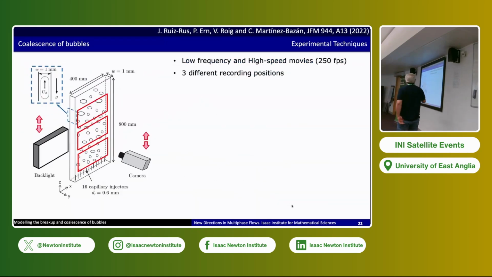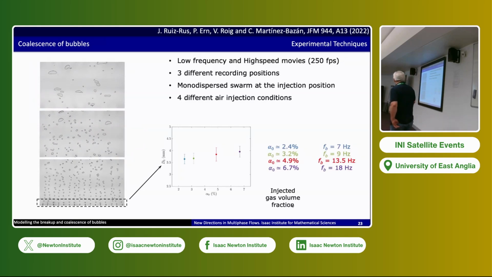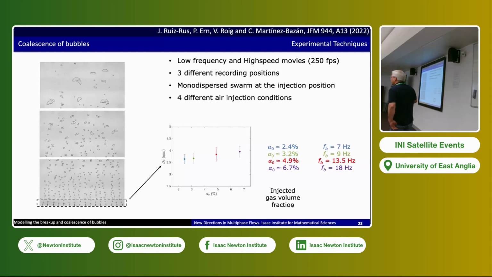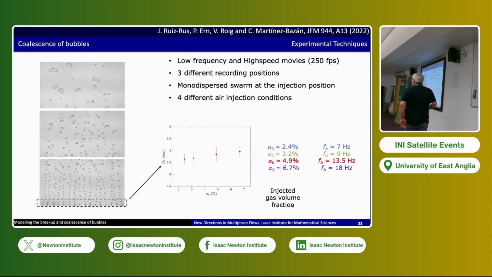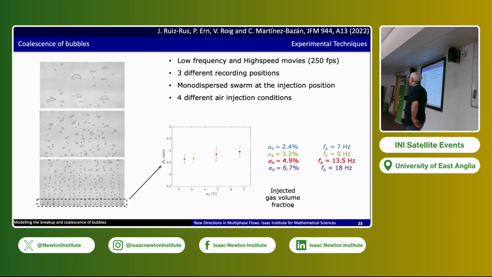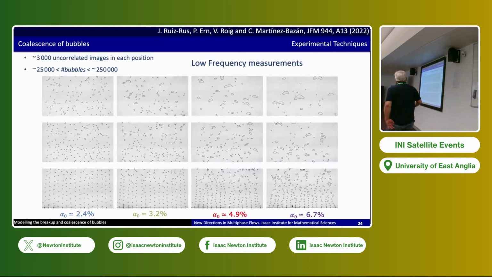To do that, we performed low frequency experiments and high frequency experiments at 250 frames per second. We recorded images at 3 different positions with the cameras. So we injected the bubbles through the 16 capillary needles from the bottom. You see the evolution of the population of bubbles. They are small here, they start coalescing, and they get bigger as we move further downstream. We use 4 different injection conditions, just changing the flow rate of the air. We change the void fraction from 0.4 to 6.7%. And we record, as I said before, images at 4 different positions.